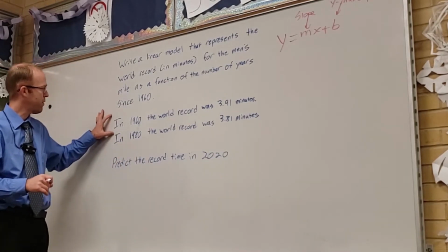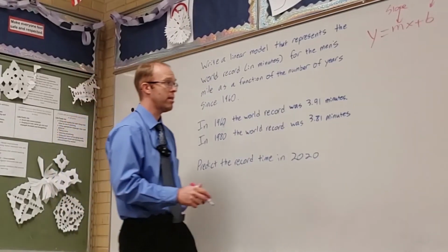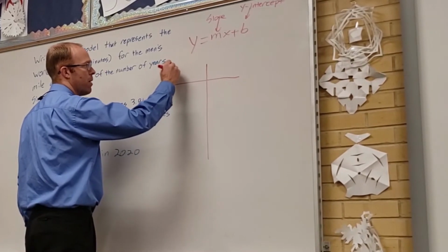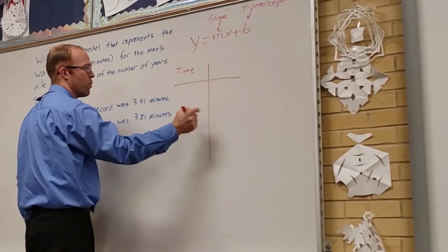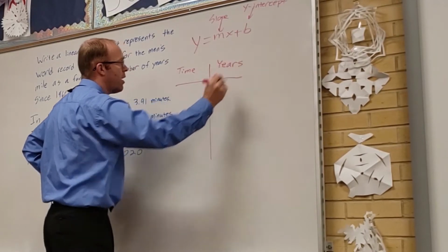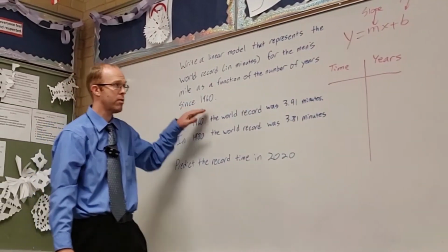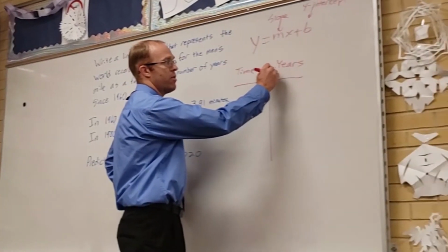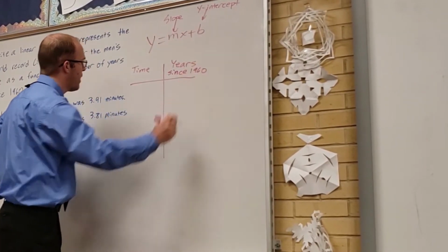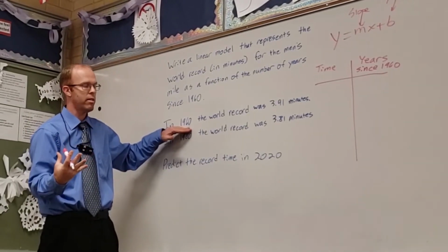So here's our first piece of information. It says in 1960 the world record was 3.91 minutes. So I'm going to start a table of values here. And on the left, in the y spot, we're going to have our time for the world record. And on the right, we're going to have the years, and it was mentioned earlier that that's measured since 1960. So I'm going to add that to my label. Years since 1960.